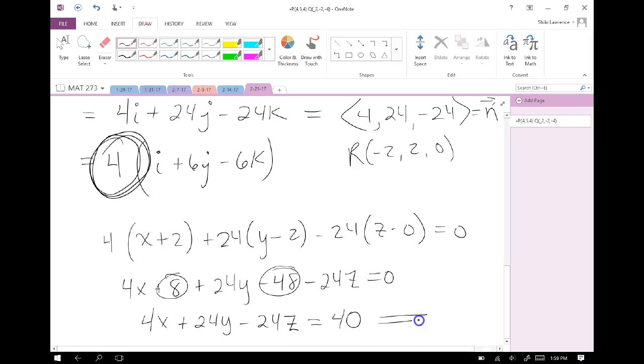But I'm going to type this one into MyLabs Plus and see if it likes it or not. If it doesn't, it might want us to divide everything by 4. As long as we do it to everything, then we haven't violated any math rules.